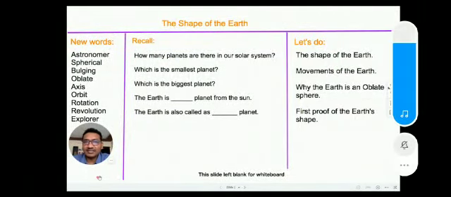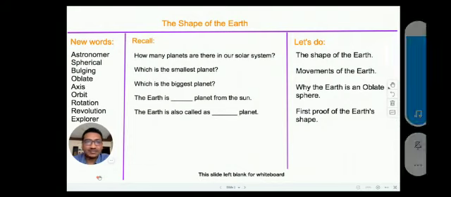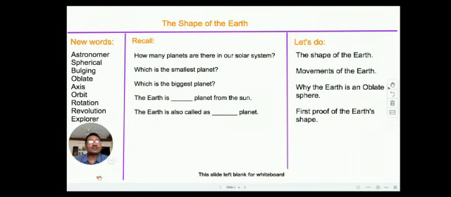I am Sudhir. Today we will learn about the shape of the earth, the movements of the earth, and why the earth is an oblate sphere, and the first proof of the earth's shape, and also answer some practice questions in the workbook. Okay, children? Great.